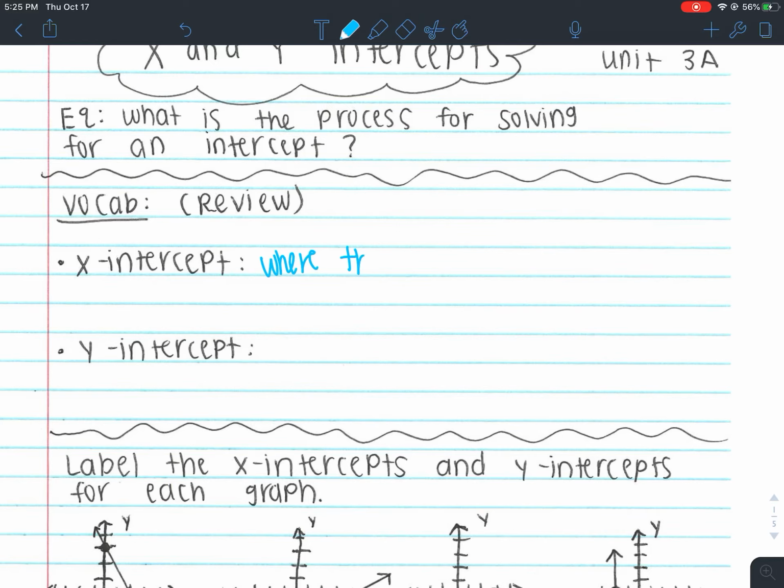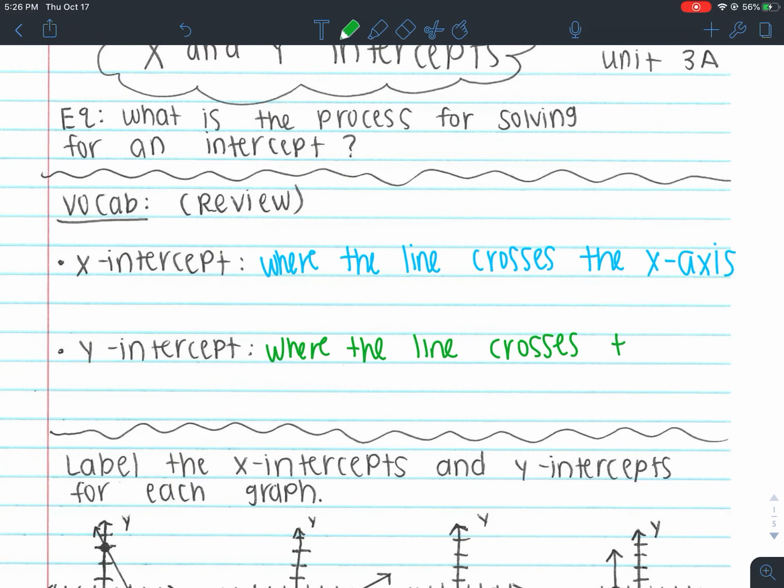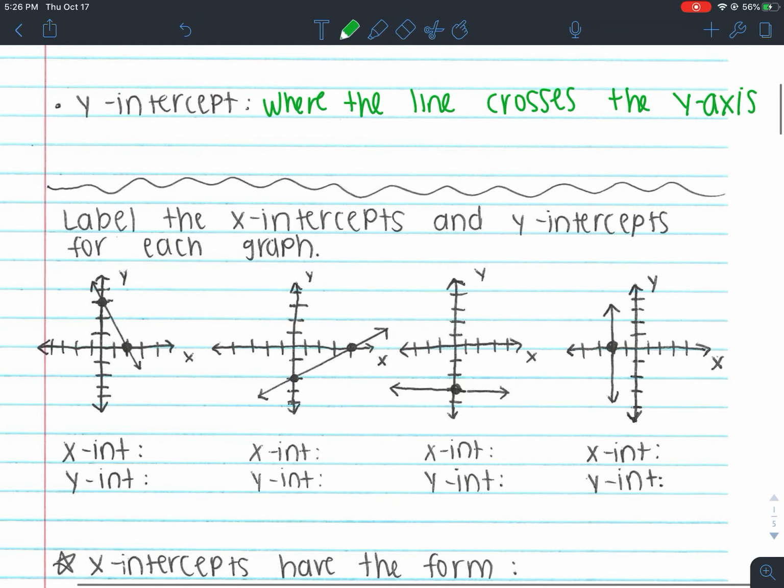Okay, so an x-intercept, just as review, is where the line crosses the x-axis. Now, I'm calling it a line because Unit 3 is all about lines, so I'm okay with saying that it crosses the x-axis and calling it a line. But when we're talking about quadratics, that's not necessarily a line. It's just a parabola, a quadratic. So it's where the line crosses the x-axis. And y-intercept is where the line crosses the y-axis.